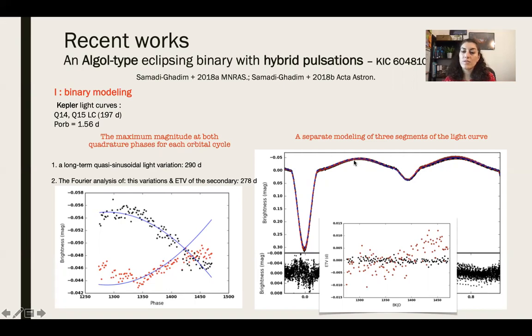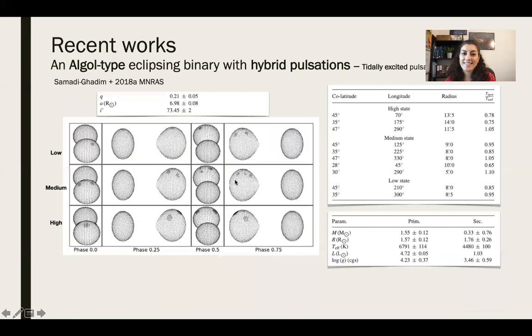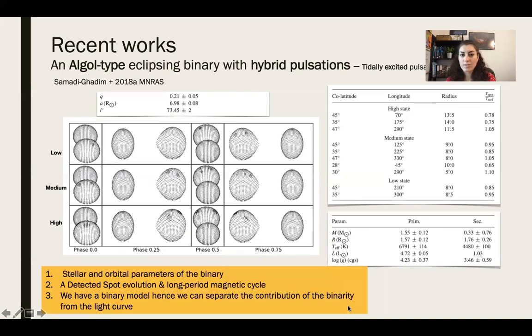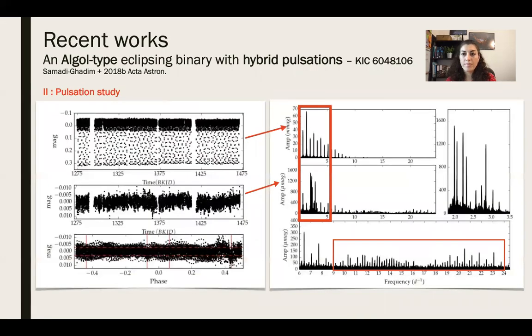And I used 3 different binary models for 3 different phases. And then I could decode the spot evolution of the 2 stars, as you can see in different phases here, and how spots are evolving, merging, and shrinking. You can see here, and I could derive the stellar parameters for the star. From now on, I have a binary model, and I know how much of the light variations in the light curve is because of the binary model.